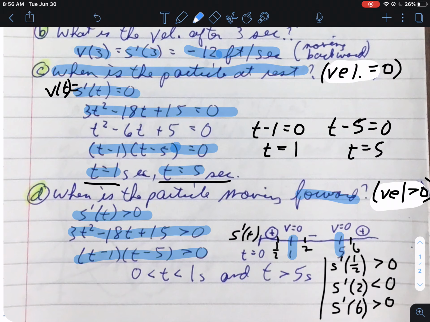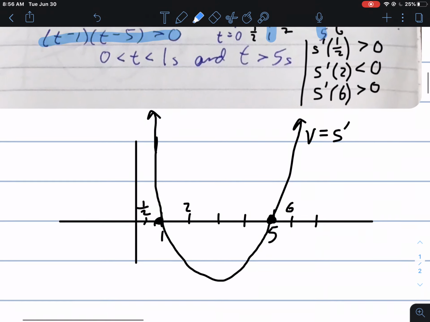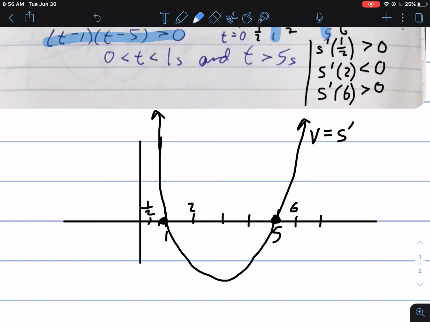This velocity function, s prime, 3t squared minus 18t plus 15, that's just a basic quadratic function, right? Its graph would be a parabola. Now remember, this is our velocity function. So if I look at the graph of that function, where is that function positive? Well, it's positive here above the x-axis. And the function is negative where the graph falls below the x-axis. Right? That's just basic observation about the graph. So the value of the function is positive where it's above the x-axis. The value of the function is negative where it's below the x-axis.